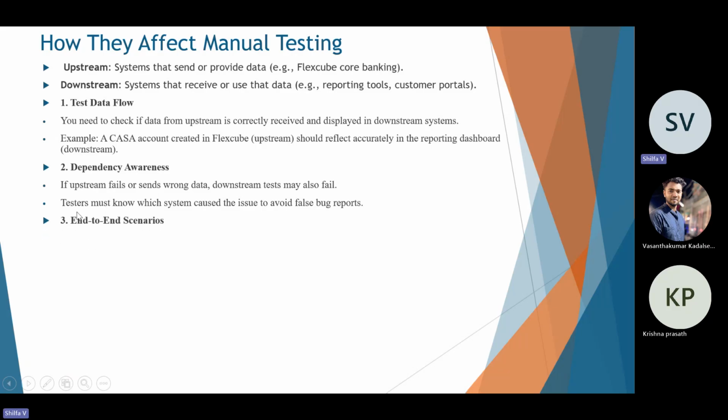As a tester, we should not raise a false bug or report. If you are checking downstream, we should not raise a bug saying this data is not proper, or this data is not completely showing in the downstream application, without checking in upstream. That we should not do. We need to avoid false bugs. Could you understand this?